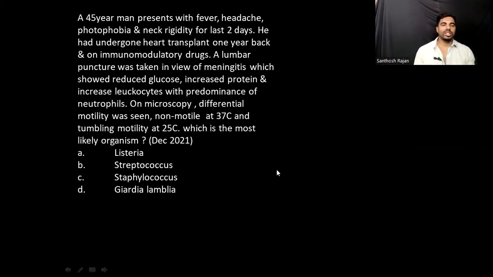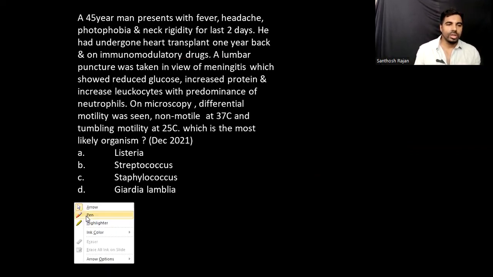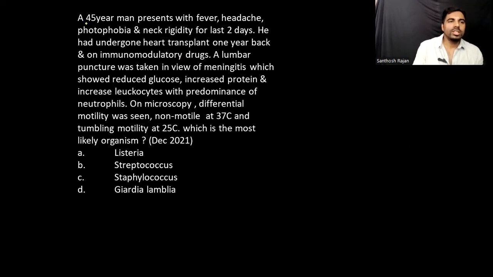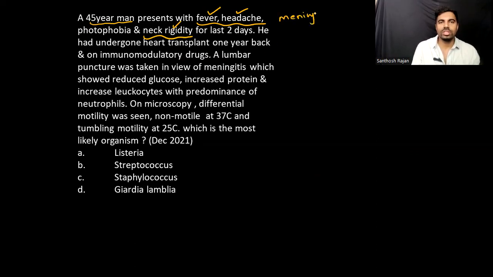Now look at this question. Another important question, on a different topic. A 45-year-old man comes with fever, headache, photophobia and neck rigidity. So you have a classic triad of fever, headache and neck rigidity. That is meningitis. So my first diagnosis is meningitis. He has had symptoms for 2 days, and he underwent a heart transplant 1 year back and is on immunomodulatory drugs.